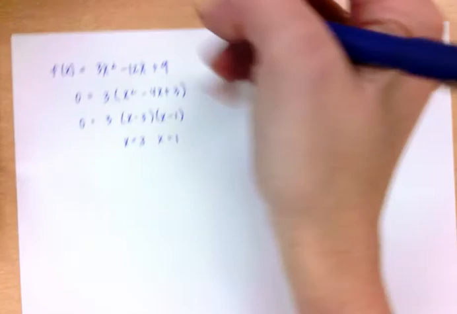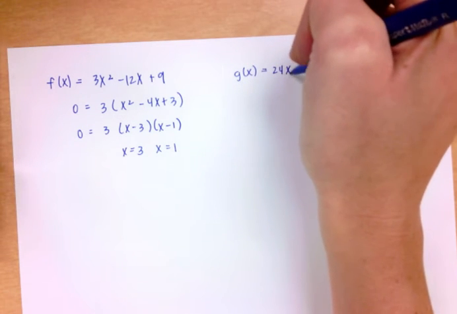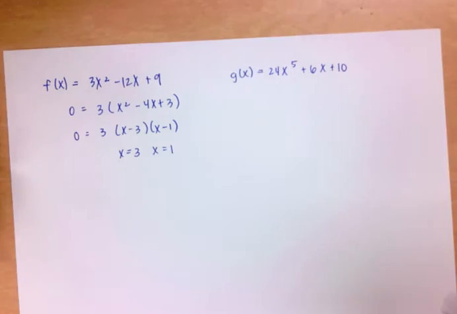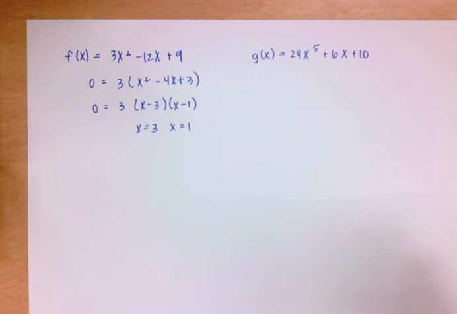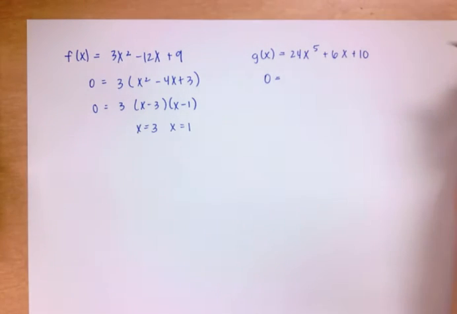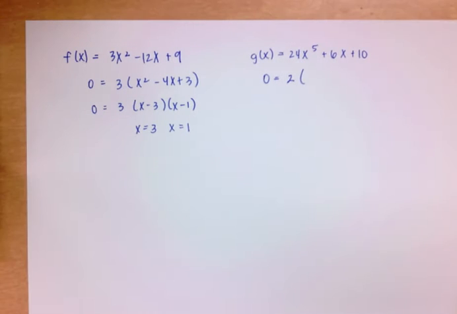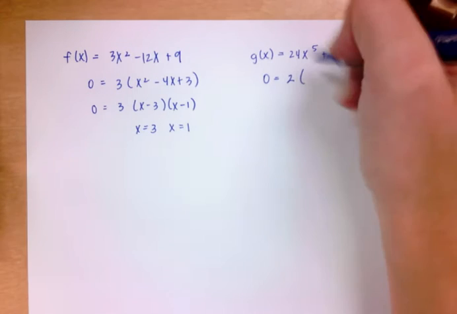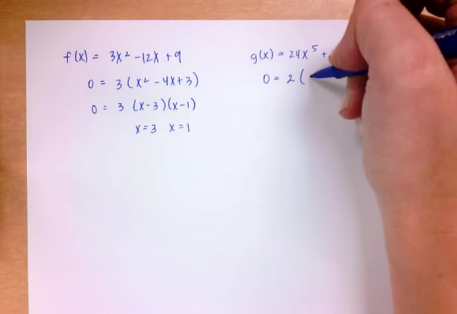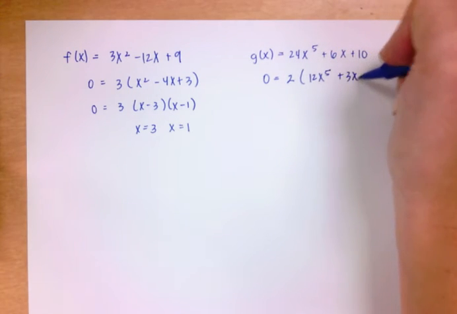Where your algebra fails you is if you are given something like 24x to the 5th plus 6x plus 10. You would start out saying, okay, I'm going to find my zeros, so let me see if I can factor anything out. Of those three terms, I can factor out a 2. I can't factor out any x's since 10 doesn't have an x. You could, but then you'd have 10 over x, which would make your life worse. So you'd have 2 times 12x to the 5th plus 3x plus 5.